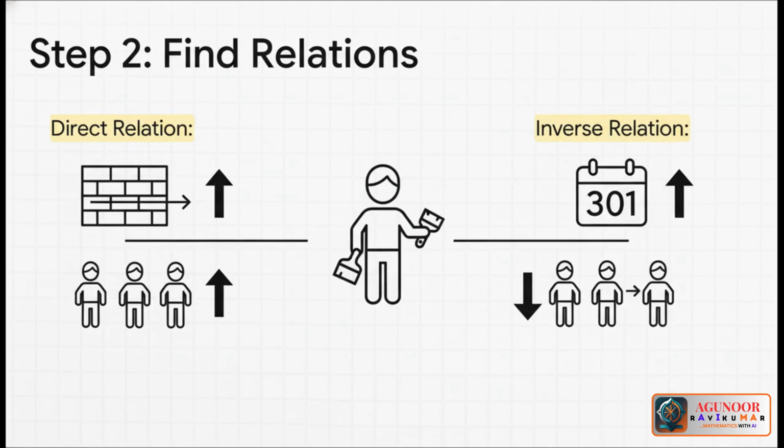Now for step 2, identifying the relationships. First up, painters versus wall length. If the wall is longer, are you going to need more painters or fewer? More, right? So that's a direct relationship. But now let's look at painters versus days. If you have more days to finish the same job, can you get it done with fewer painters? Yes, you can. This is an inverse relationship. And spotting this difference is absolutely key.